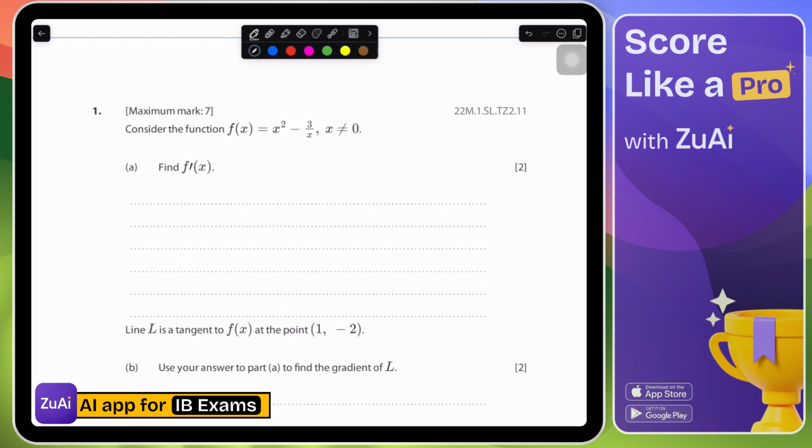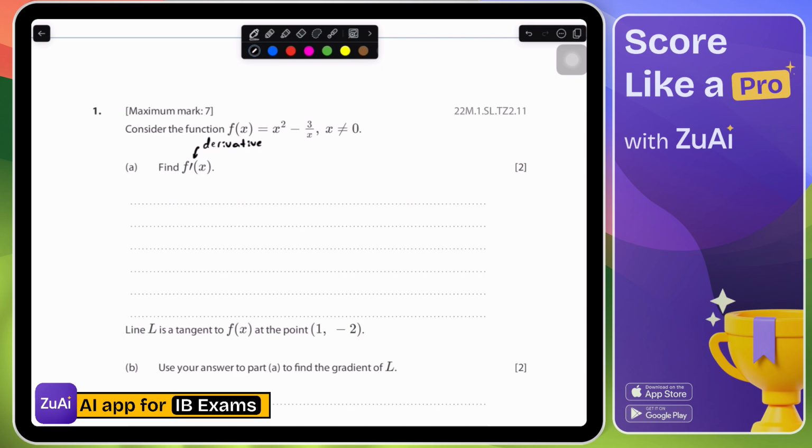Consider the function f of x equals x squared minus 3 over x, where x does not equal 0. The first question they're asking us to find is f prime of x. And this prime tells us that we want to find the derivative of f of x. So how do we find f prime of x? How do we find the derivative?